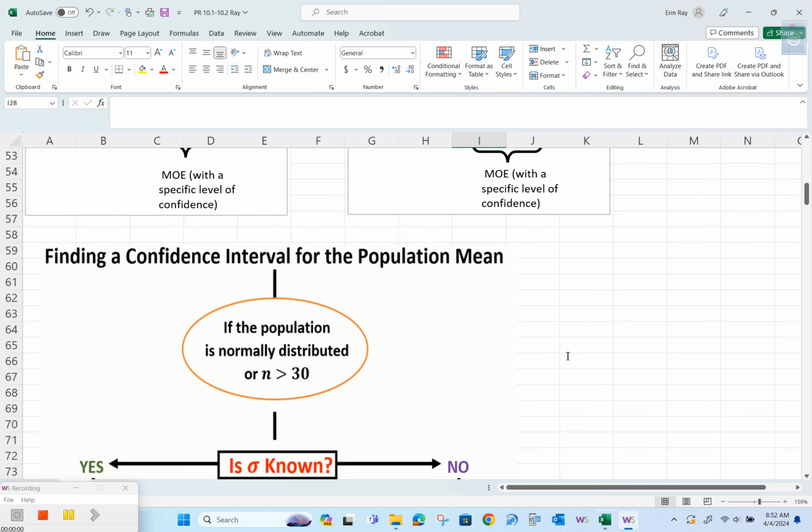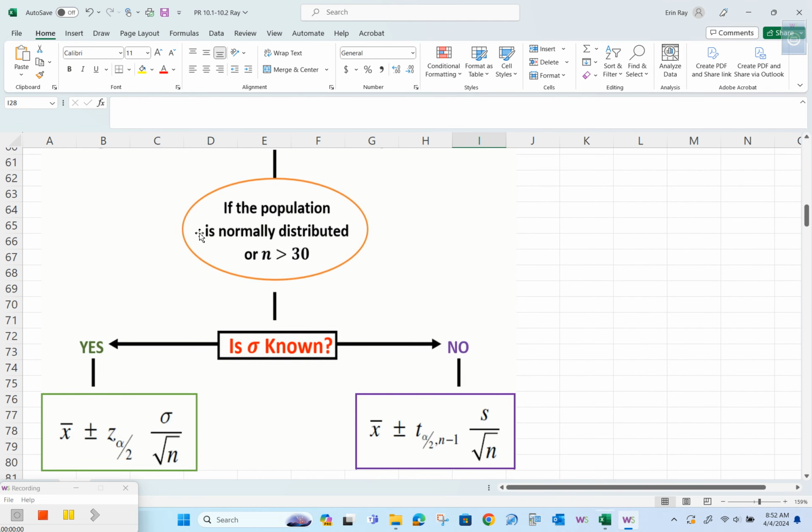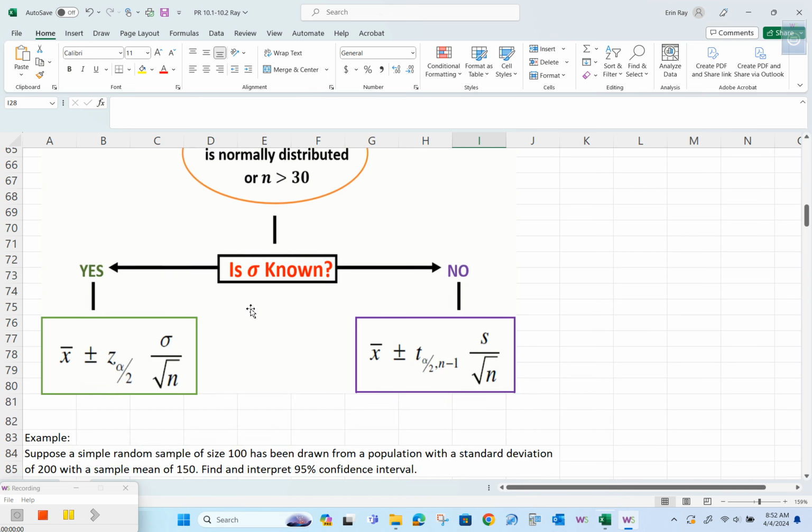So the very first thing we're going to do is make sure that all of our situations are normally distributed, or we have n greater than 30. Okay, those mean the same thing, meaning we can use Excel formulas to do our math. Second thing we're going to look for, and we're going to focus on the yes first, is: is the population standard deviation known? Because if so, that's how it correlates to a normal distribution with this formula and using z-scores.